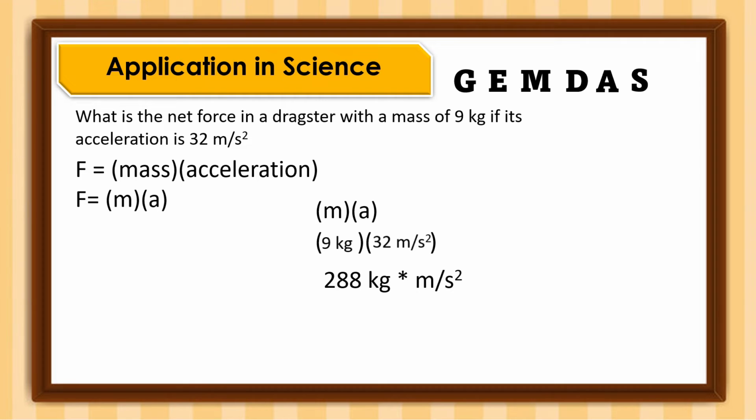And then 9 times 32, that is 288 kg times meter per second squared, and kilogram times meter per second squared is equal to Newton, or letter N, capital letter N. So we can rewrite it as 288 Newtons. So the net force of a dragster with a mass of 9 kg, and an acceleration of 32 meters per second squared, the answer is 288 Newtons. So we can apply that in other subjects like science.